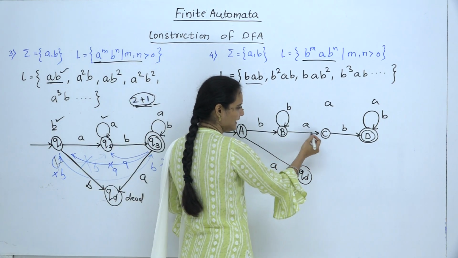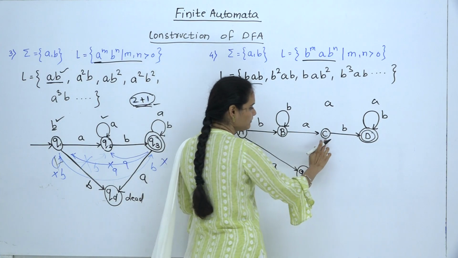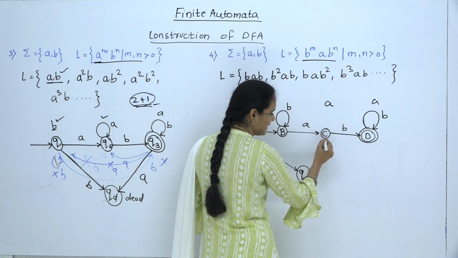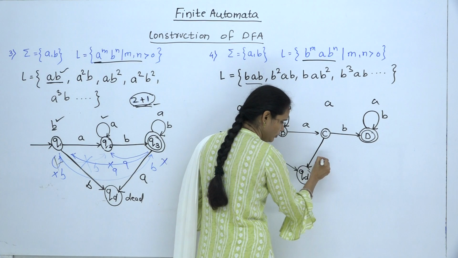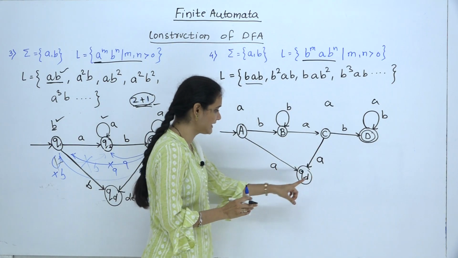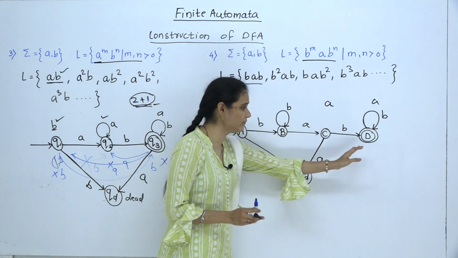Here for B and A, both transitions are completed. From C, B is given, and A is remaining. So you can check that we can't give the A transition to any of these four.